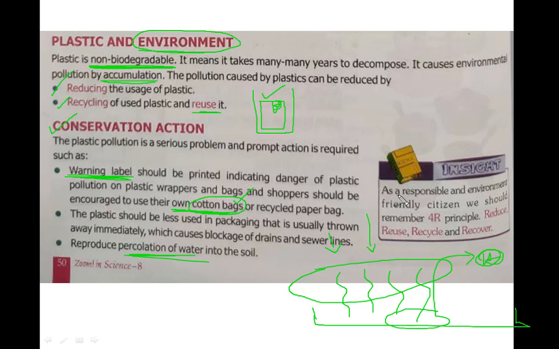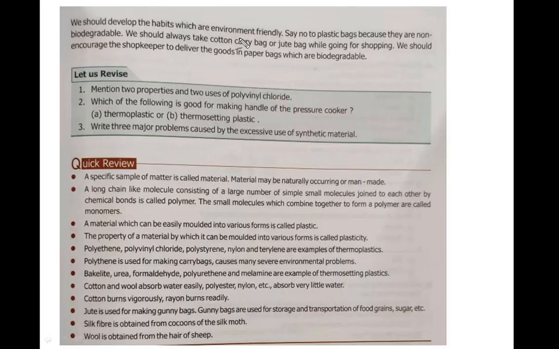As responsible and environment friendly citizens, we should remember the 4R principle: reduce, reuse, recycle, and recover. You can also include refuse. We should develop habits which are environment friendly. Say no to plastic bags because they are non-biodegradable. From our side we should always take a cotton carry bag or jute bag while going for shopping. We should encourage the shopkeeper to deliver the goods in paper bags which are biodegradable.